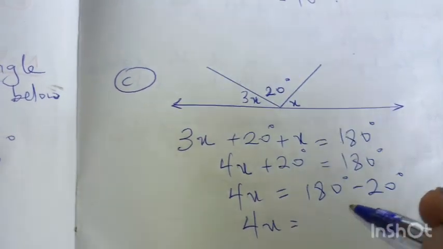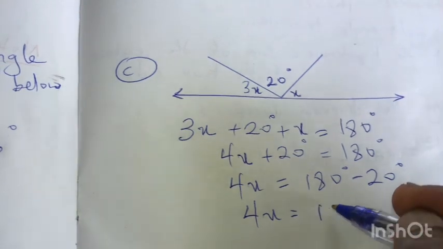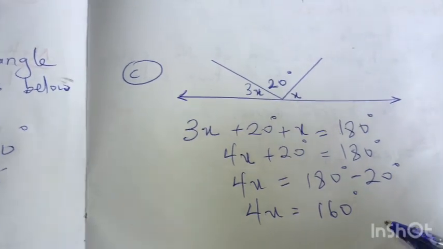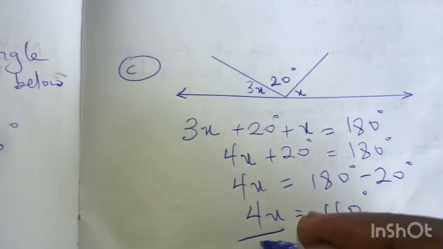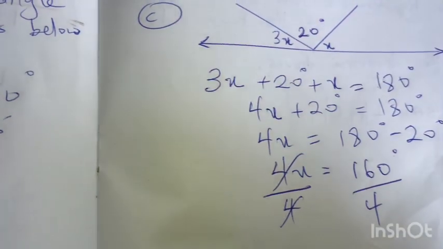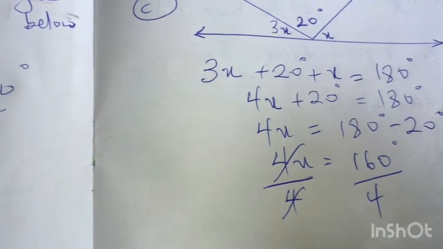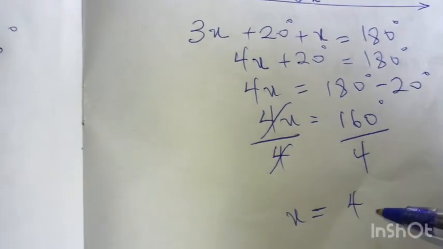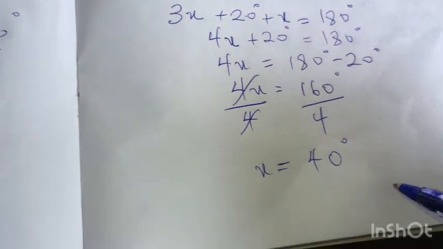Then 4x equals 180 minus 20, which is 160 degrees. Then how do you find x? Divide both sides by 4. So that 4 cancels 4. Now x equals 160 divided by 4, and that is 40 degrees.